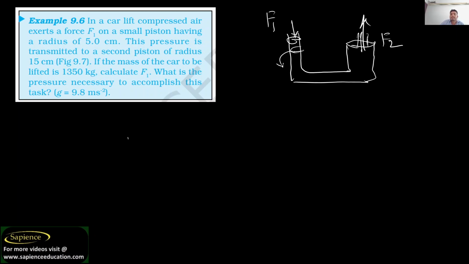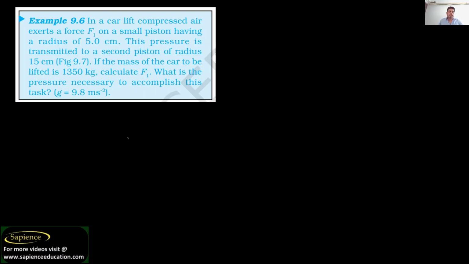They have given the radius R as 5.0 centimeter, and the pressure is transmitted to a second piston of radius 15 centimeter. So here R2 is 15 centimeter. See, let us do it properly. This is a smaller piston and this is your larger piston.